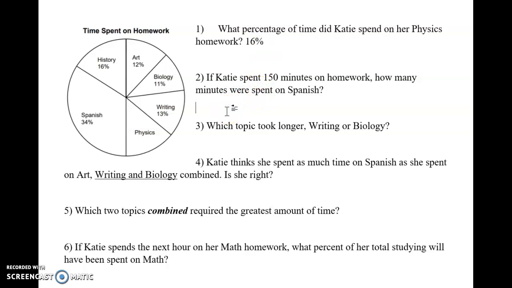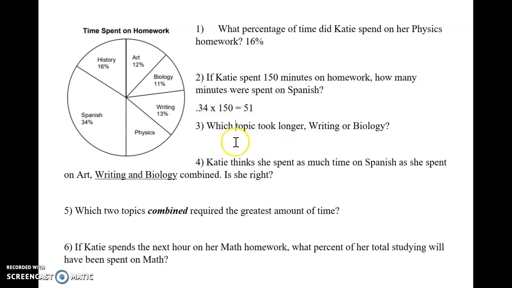Now, if Katie spent 150 minutes on homework, how many minutes were spent on Spanish? Well, she spent 34% of her time doing Spanish, so we can call that 0.34. That's 34%, because it's 34 hundredths, or per hundred, per percent. If we multiply that by the 150 minutes that she spent studying, we should get it. 34 times 150, 51 minutes. So she spent almost an hour doing Spanish.